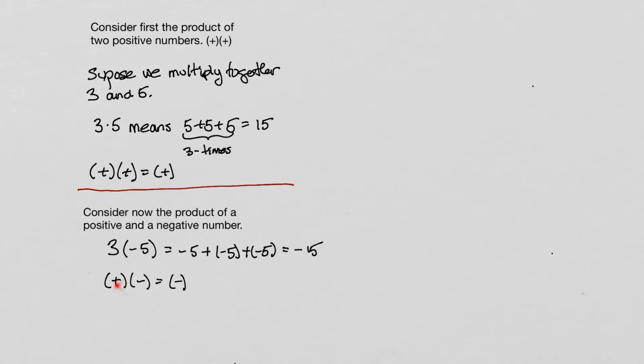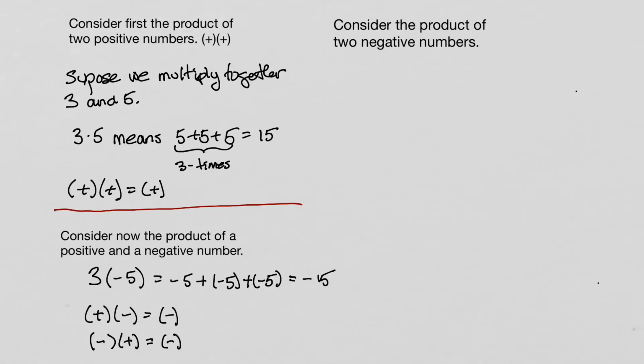So what we've got is that a positive number times a negative number is negative, but multiplication is commutative. That means we can change the order, like 3 times 4 is the same as 4 times 3. So if we change the order, we'll get a negative times a positive. Well, that's also negative. So what we want to do now is see what this should be. If I take a negative number and multiply it by a negative number, what should this be?